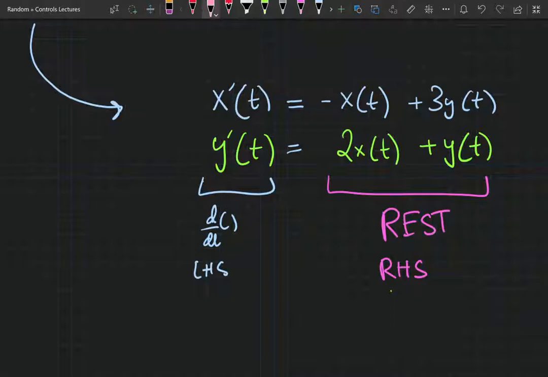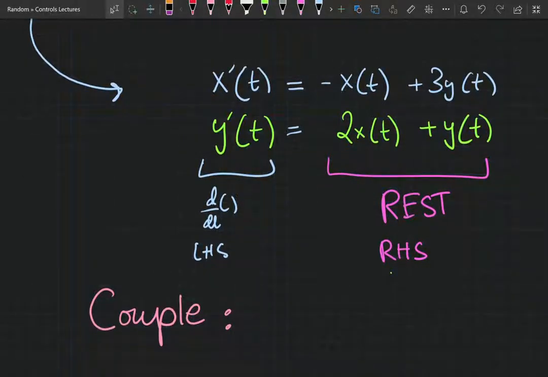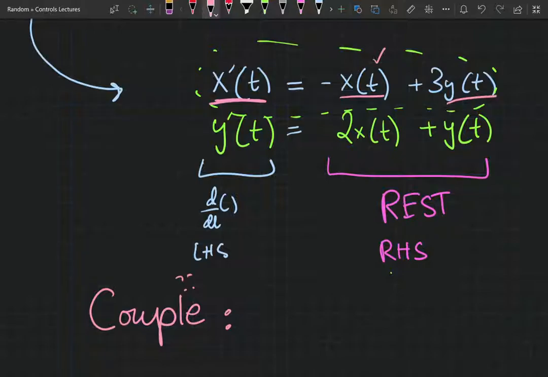Now, let's explore that. Couple. A couple of flowers, a couple on Valentine's Day. What do we mean here? You see, now let's take the first differential equation. Let me highlight it for you. And you'll probably see that the derivative term depends on both x, the first variable, and y, the second variable. It depends on both x and y, so the derivatives are coupled.